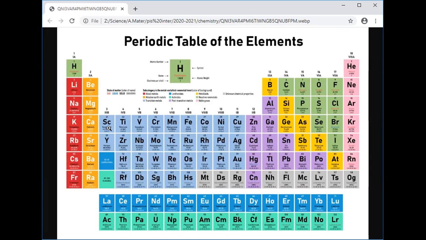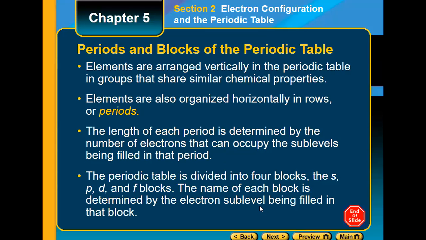So the number of elements in each period is based on the number of electrons that could completely fill the sub-energy levels in the main energy level. So here, back to our point, guys. We find the periodic table is divided into 4 blocks, or 4 main parts: S, P, D, and F. These letters represent the sub-energy levels, and we call them by these names, which determine the electron sub-energy level that is being filled in the block.